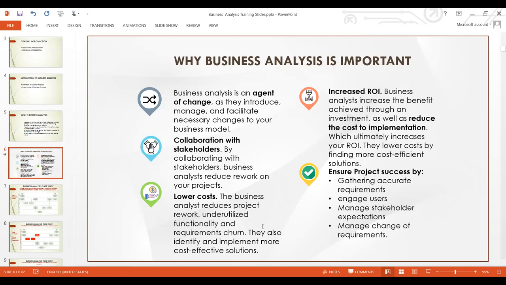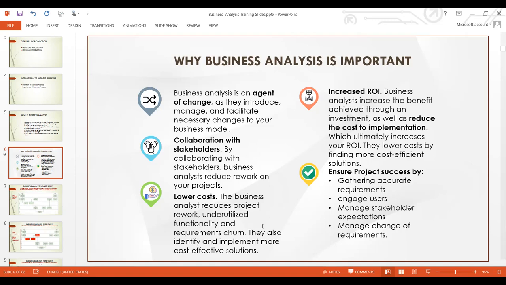As a business analyst, you can ensure project success by gathering accurate requirements, engaging users, managing stakeholders' expectations, and managing changes of requirements. These are how important business analysis can be to the industries and to specific organizations. It's a very powerful skill set and profession.